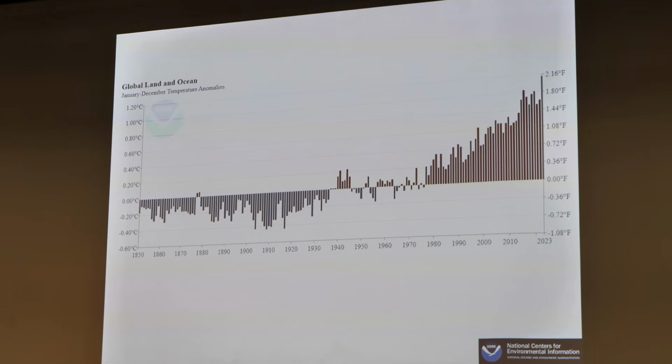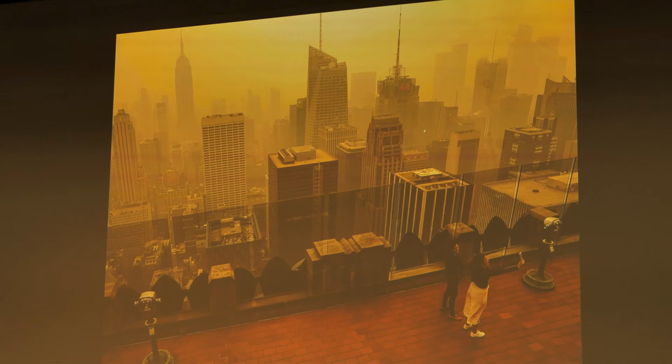There's no question, this is without scientific debate, that global temperatures are going up. It is having dire consequences to our health, to the planet, to what we live in. This is a photograph of the Canadian wildfires taken from the top of a skyscraper in New York City. It's not Photoshop.